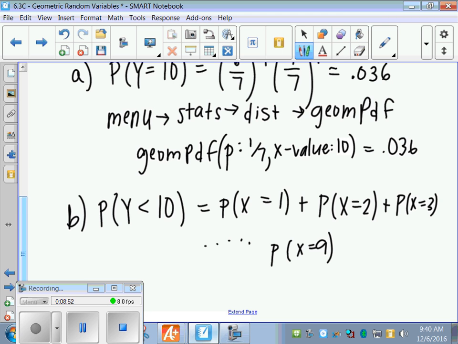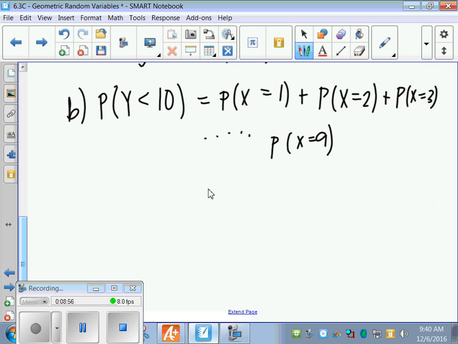Probability of getting it right less than 10 times. So we either get it right the first time, second time, third time, all the way up to the 9th time. Again, this would be every single formula. I want you to write this in your notes. Yes, there is a button on your calculator, all right? But you have to understand the formula and know how to use the formula.